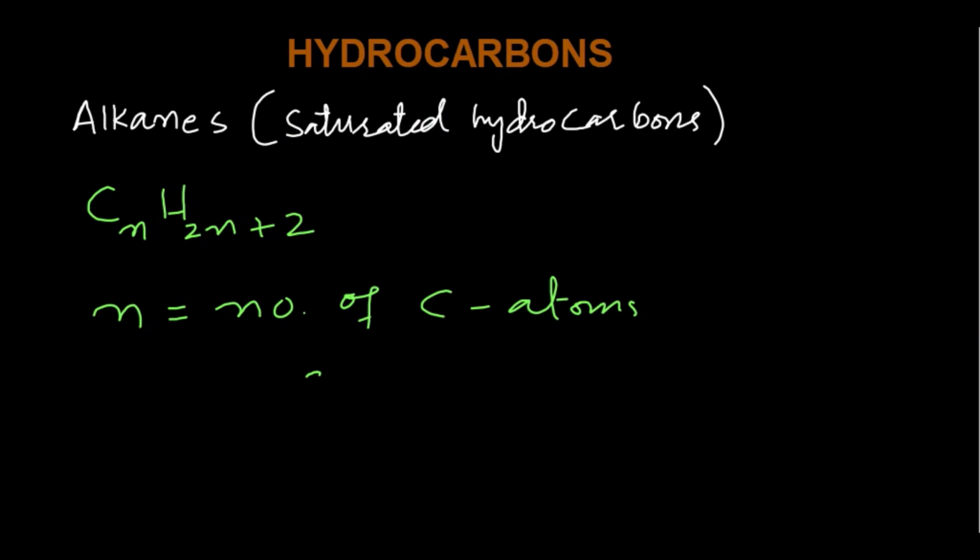The simplest alkane molecule possible is methane. Methane is the molecule made up of a single carbon atom, that is CH4. This is the molecular formula for methane.